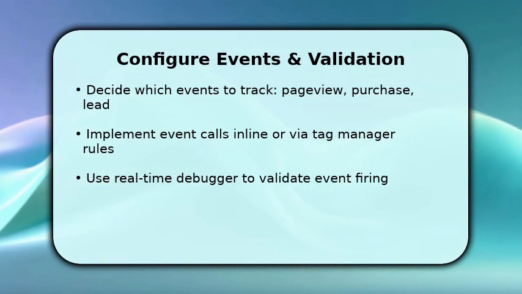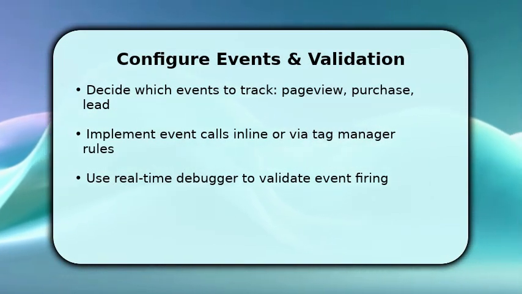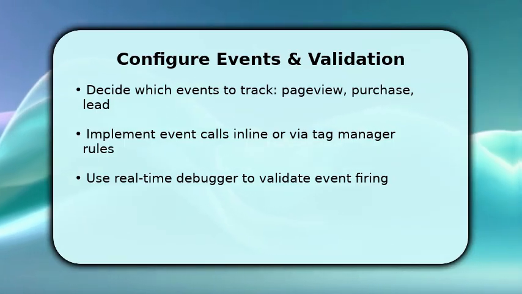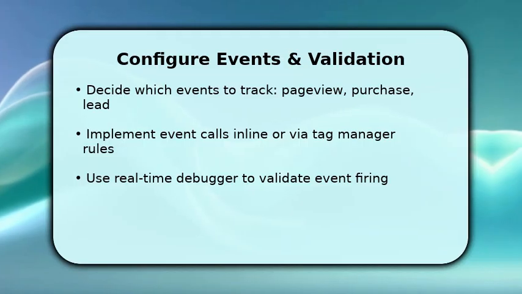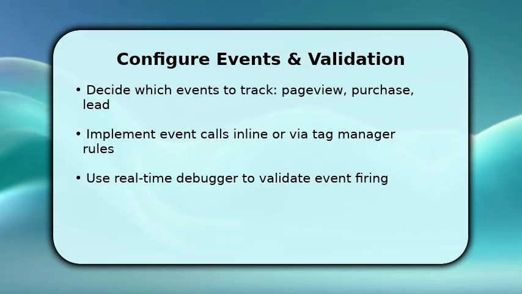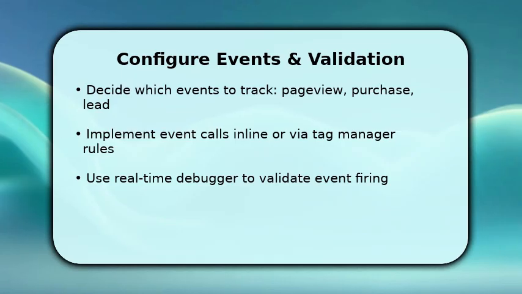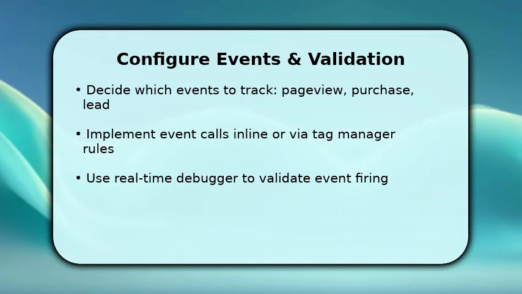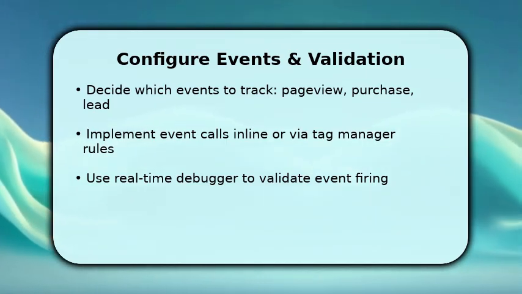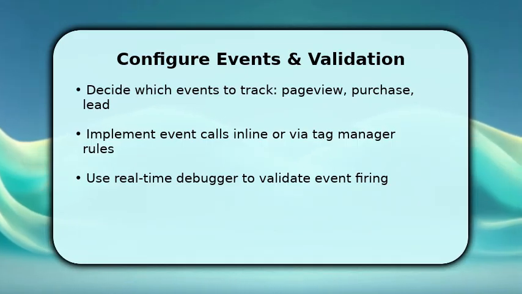Once the pixel is live, decide which events you need. Page view is automatic, but add purchase, lead, or custom conversions for value. Implement event calls either inline in your app where actions occur or via your tag manager using triggers tied to selectors or URL patterns. After implementation, open the platform's real-time debugger and perform the actions yourself to confirm events fire and carry correct parameters. If values or ID are missing, revisit the event code and correct variable mappings.